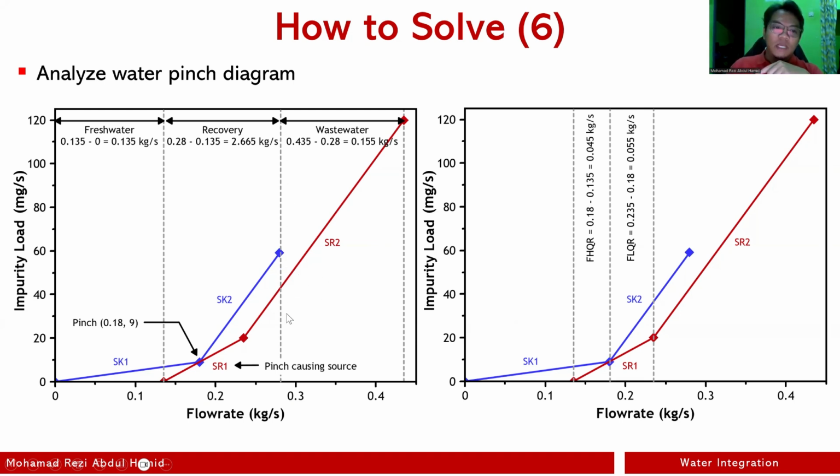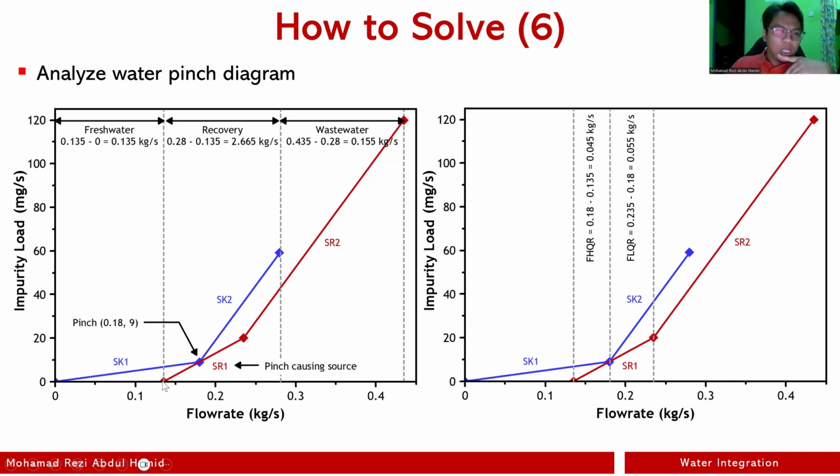So it begins from here, this point, all the way to the end of this point. Now, anything in between that has two curves, you see here, one curve, basically two colors, blue and red, those are basically how much water that you can recover. So the question here is, how can you calculate the amount of fresh water that you need?